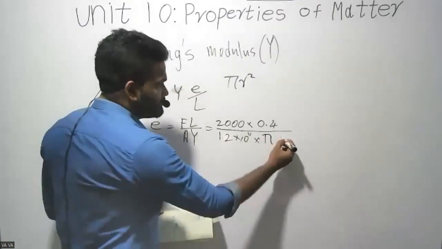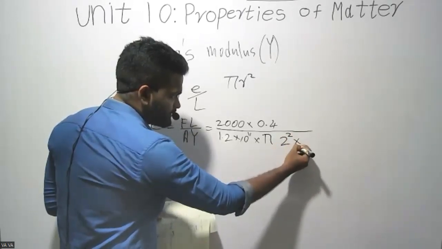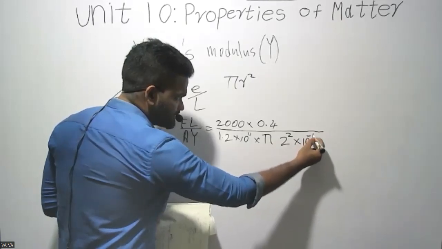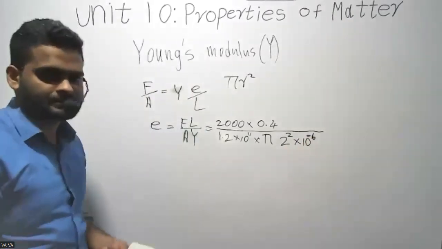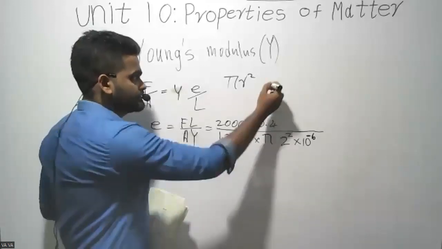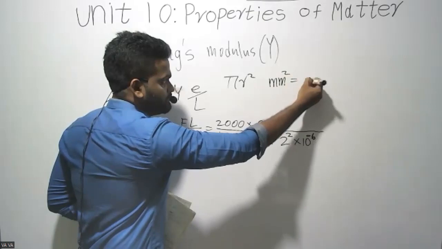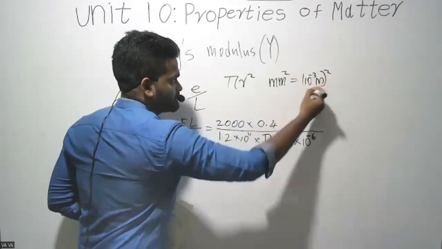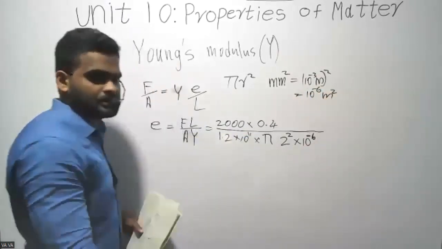The radius is 2 millimeters, so 2 millimeter squared. Millimeter squared converted into meter squared becomes 10 to the power minus 6. Okay? I think you understand that. Millimeter is 10 to the power minus 3 meters, so the square of that is 10 to the power minus 6 meters squared. Okay?